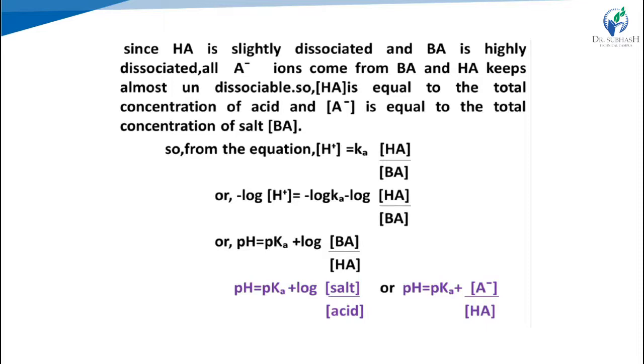This is called, so pH is equal to pKa plus log salt upon acid, and also we can write pH is equal to pKa minus log acid upon salt. So opposite like that, salt upon acid. So the pH is equal to pKa plus log salt upon acid, or pH is equal to pKa minus log acid upon salt. So this is called the Henderson-Hasselbalch equation.